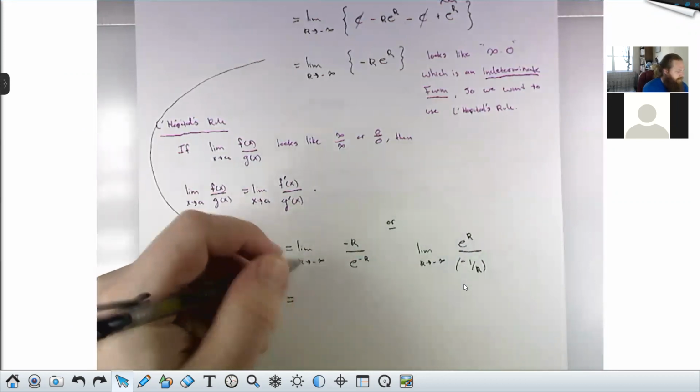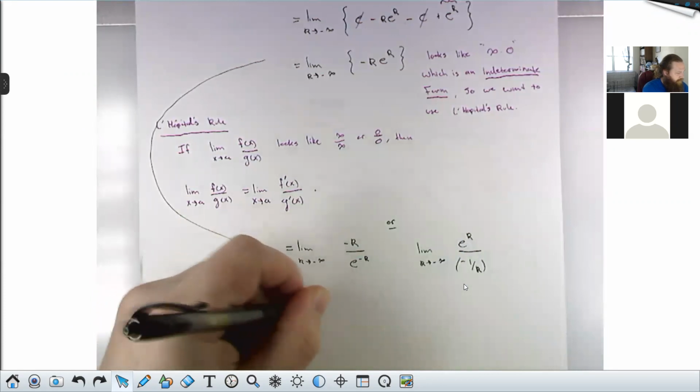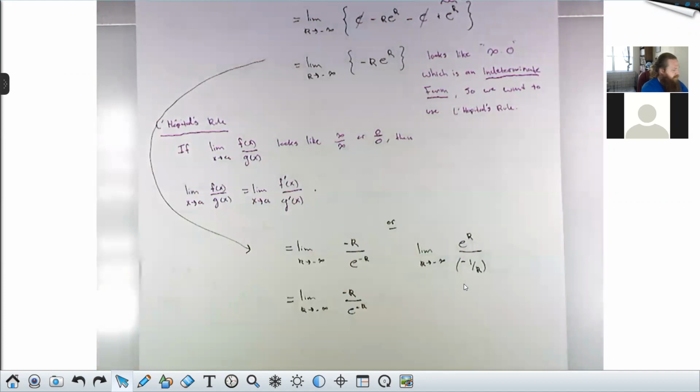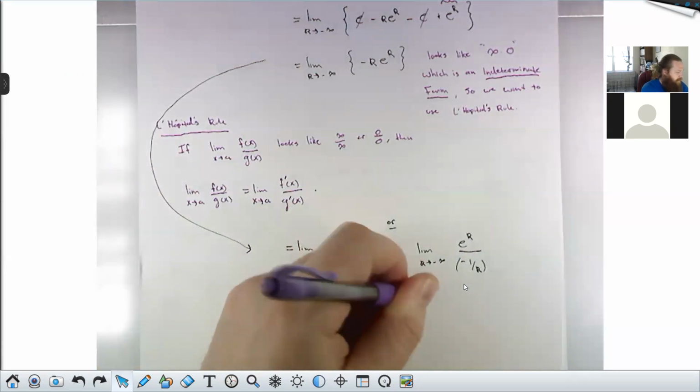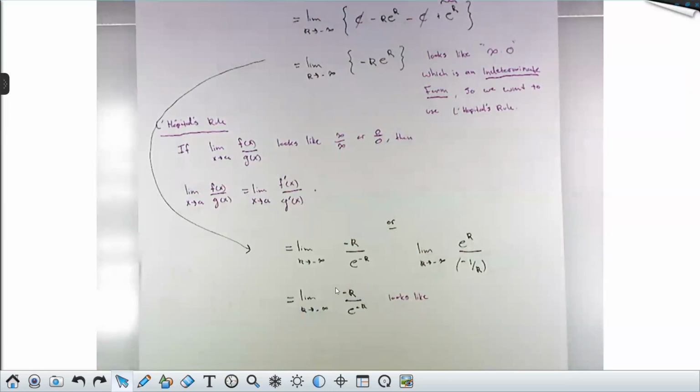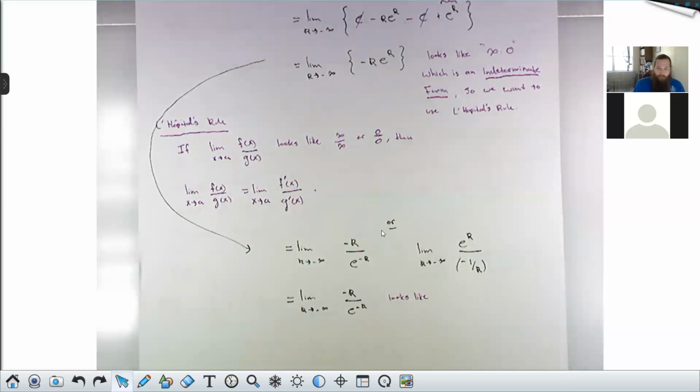Okay, so let me just see here. I'm just going to copy this down here. I'm not going to do anything in this step, just copying down what I had in the previous step. What does this look like? As r goes to negative infinity, where is this numerator going? If you plug negative infinity in for r here, what do we get? Yeah, positive infinity. Thank you. Negative infinity is positive infinity. What about the bottom?